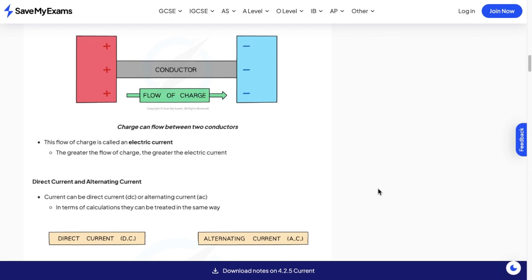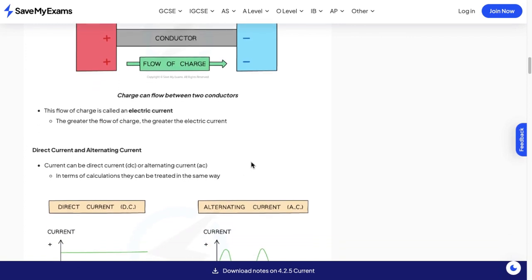Now, this flow of charge is called electric current. When charge is flowing, this is what we call electric current. The greater the flow of charge, the greater the electric current. The more charge flows between these two conductors, the more electric current is produced.